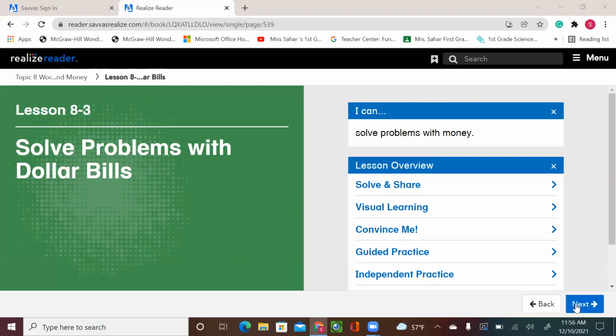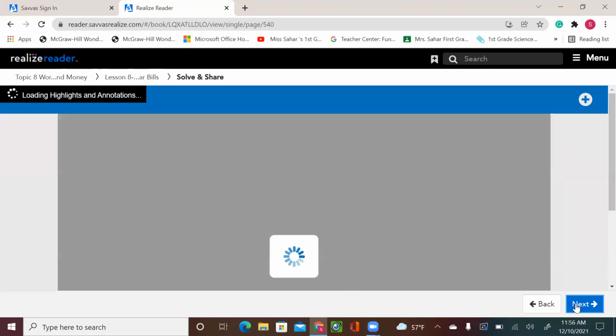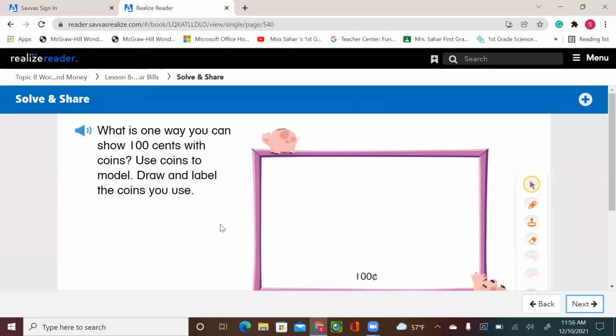So let's start. In your book, page 337. What is one way you can show 100 cents with coins? Use coins to model. Draw and label the coins you use.